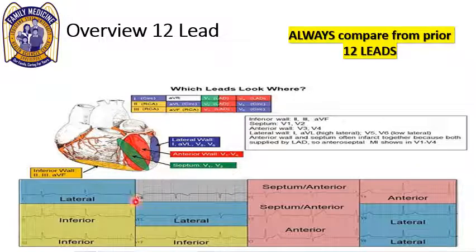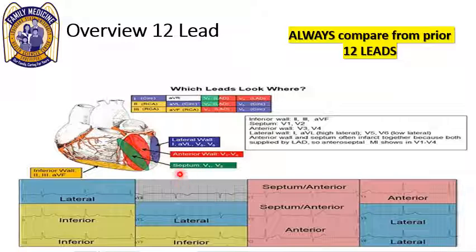Now the one that is left out is AVR. This is a special case scenario, and this is kind of a trick question that you may see on your exams. But if you have ST elevation only in AVR with ST depression kind of universally throughout the rest of the leads, that's usually going to be a proximal LCA or RCA infarct or obstruction.